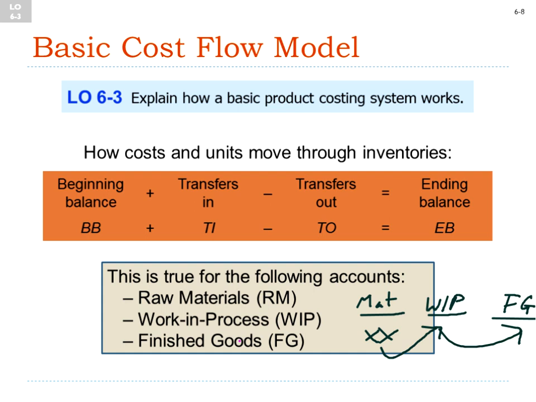In a perfect world, I suppose manufacturers could create these products all in one day. So they start in raw materials, you move it over the same day to work in process, and by the end of the day, you have them in finished goods. And that would make things a lot easier to account for. You don't have to worry about beginning balances and ending balances for materials or work in process. But unfortunately, the real world doesn't work like that.